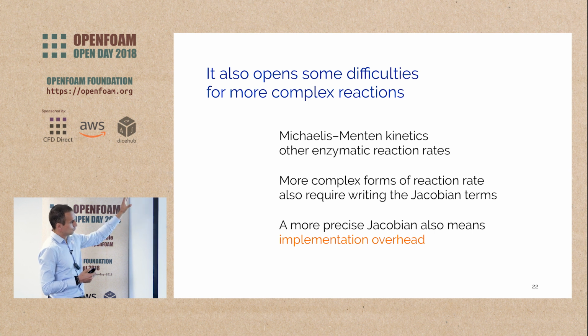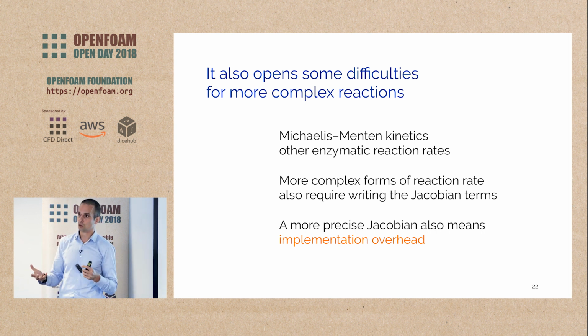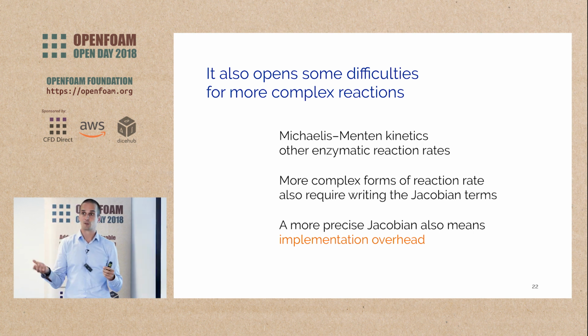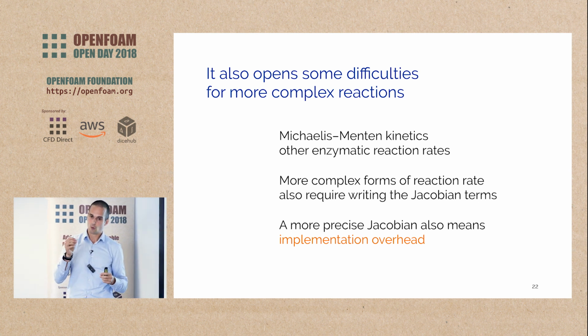I mentioned it before, one of the things that a new Jacobian brings is additional complexity in now adding new kinds of reaction rates. I give you here some examples. For example, enzymatic reaction rates provide a certain complexity in these derivative terms. They were not needed before. Now we need to bring them in the Jacobian, so you need to define them. So what it means is that whenever you want to add functionality related to reaction rate, it also means an implementation overhead to get things right in the Jacobian.